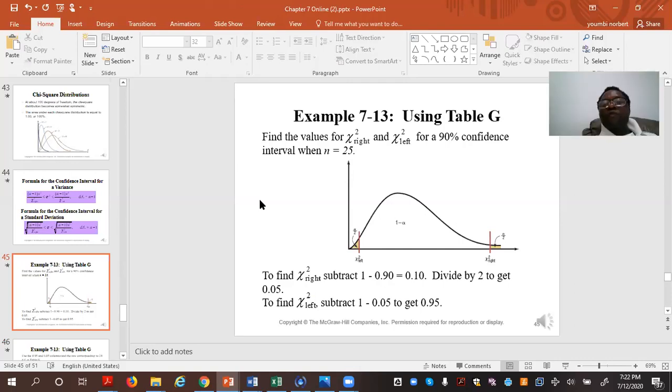So we want to find chi-square right and chi-square left for a 90% confidence interval when n equals 25. For 90%, alpha is 10%. Remember that alpha is 1 minus the confidence level. So that 10%, you divide it by 2 because we want alpha over 2. When I'm teaching in class, because in your textbook you have right and left, I use alpha over 2 and 1 minus alpha over 2. So alpha over 2 here is 0.05. That is 5%.